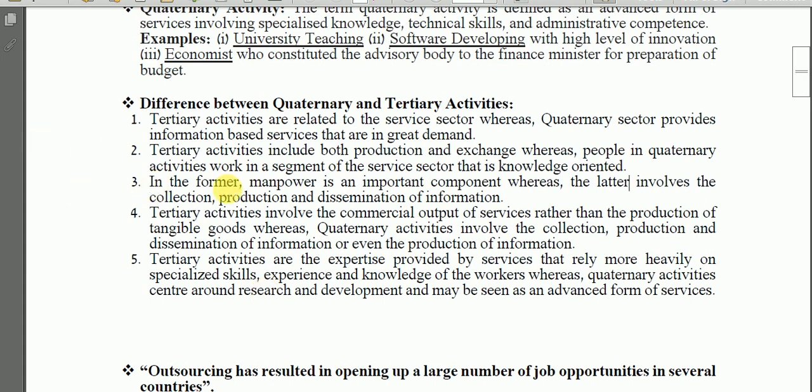Then in case of tertiary activities, manpower is an important component, whereas the latter involves the collection, production, and dissemination of information. That is, quaternary activities involve the collection, production, and dissemination, spread of information. Then another important difference is given here. Tertiary activities involve the commercial output of services rather than the production of tangible goods, whereas quaternary activities involve the collection, production, and dissemination of information, or even production of information.